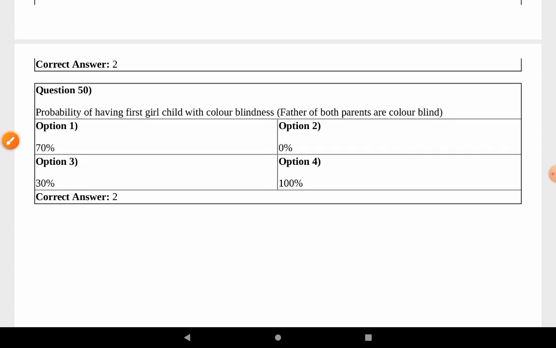Next question is, and this is the last question, probability of having first girl child with color blindness. So the condition is father of both parents are color blind. So option 1 70%, option 2 0%, option 3 30%, option 4 100%. So the correct answer is option 2, 0%.